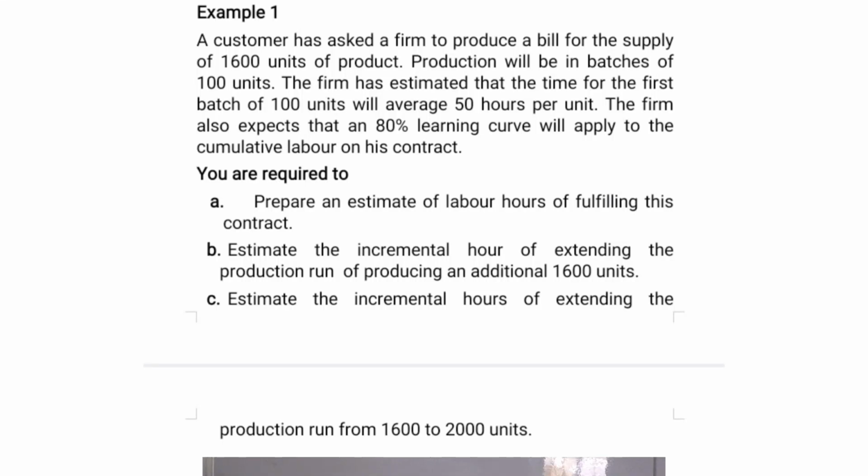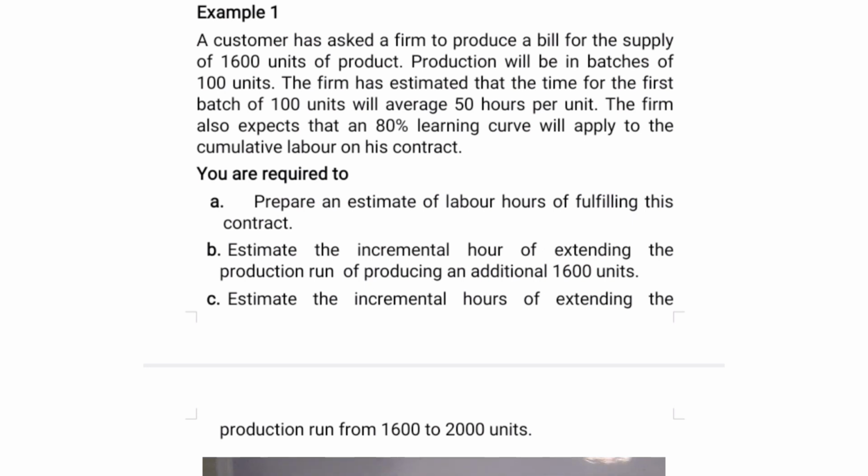Okay, illustration 1. Let me read the question to us. The question says, a customer has asked a firm to produce a bill for the supply of 1,600 units of products. Production will be in batches of 100 units.